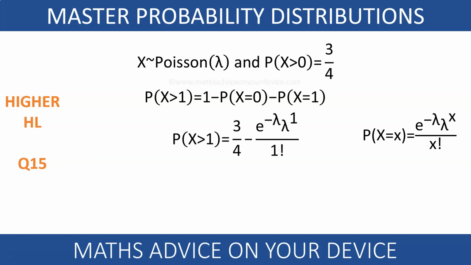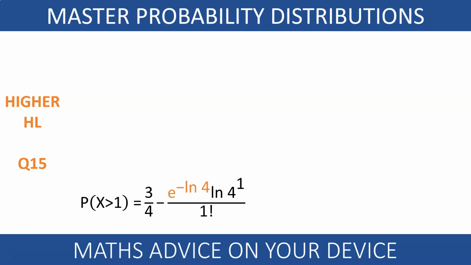We don't want to include 1 neither, so it is the previous one, 3/4, minus the answer of substituting x equals 1, and mean equals ln 4. E to the power of negative ln 4 is 1/4, and you can double check this using your calculator. 1 factorial equals 1, so the chance of this to happen is 3/4 minus 1/4 of ln 4.